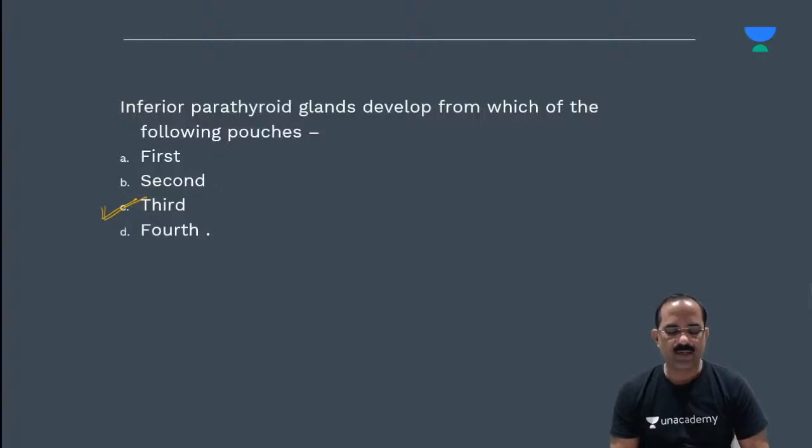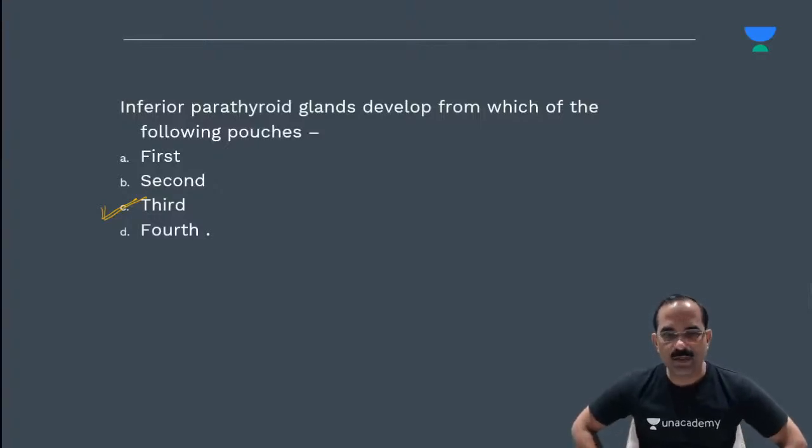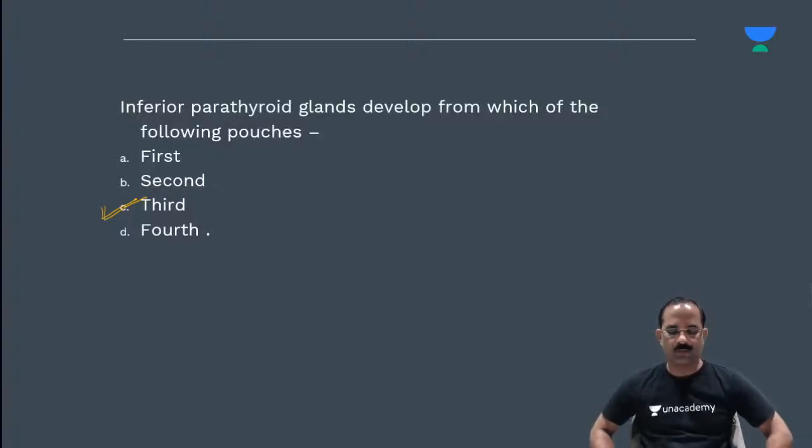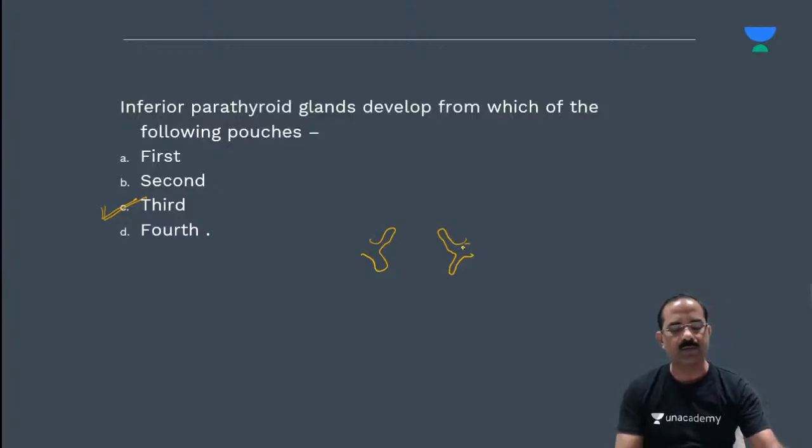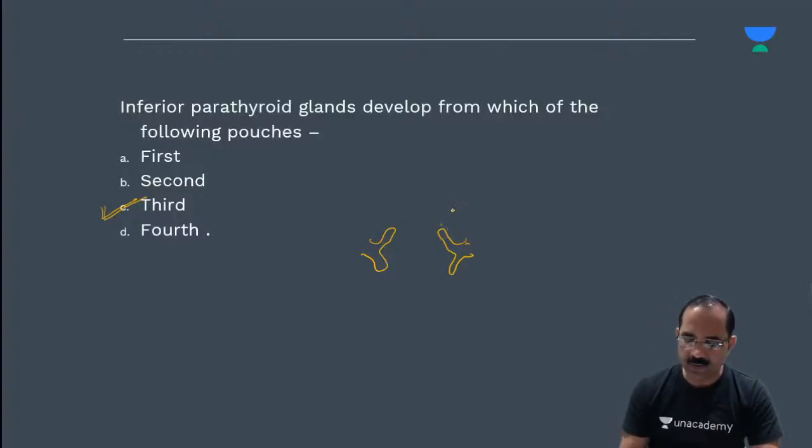Third. Yes. And the superior parathyroids develop from the fourth pharyngeal pouch. Okay. So the third endodermal pouch divides into a dorsal and a ventral part. Clear? The dorsal part forms what? The dorsal part is going to form the inferior parathyroid, and the ventral part is going to form the thymus. So this is the third endodermal pouch.